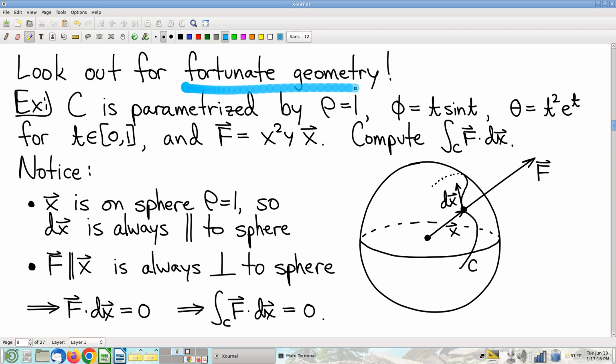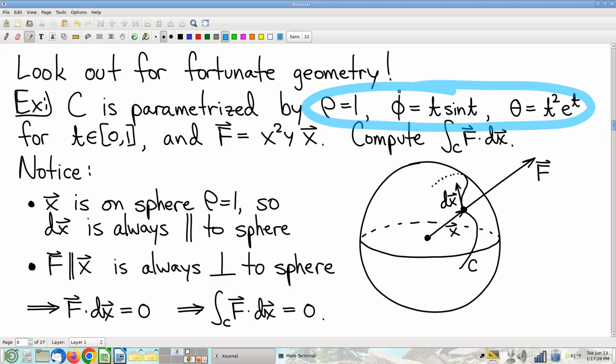And there are other examples of little bits of good luck that come up sometimes. So fortunate geometry, I think, is one of them. So in this example here, we've got a curve that's parametrized in some sense spherically. You think about what you would have to do to get x, y, and z out of this parameterization. You'd have to go to some trouble because x is rho sine phi cosine theta. That would be a horrifically ugly expression for x, and likewise for y and for z.